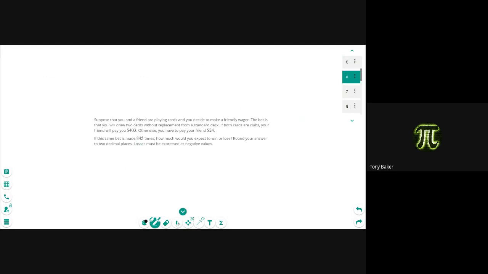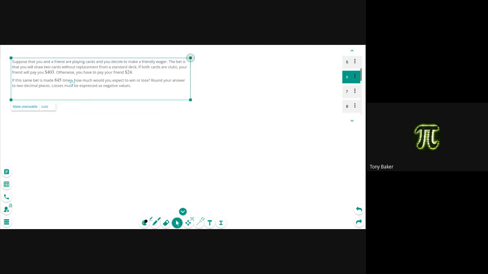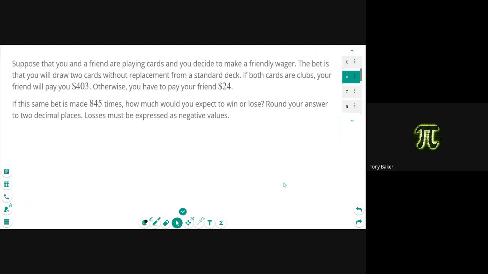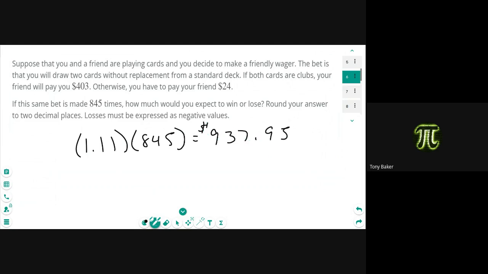All right. What happens if you do the exact same bet 845 times? All you're going to do is take that $1.11 that you just got and multiply it by 845. And if you played it 845 times, you'd expect to win $937.95.